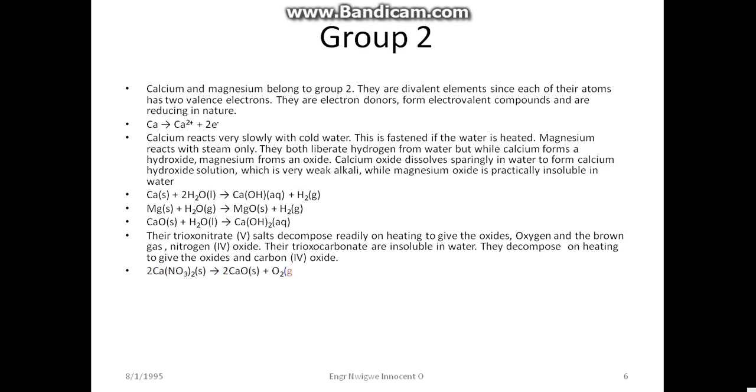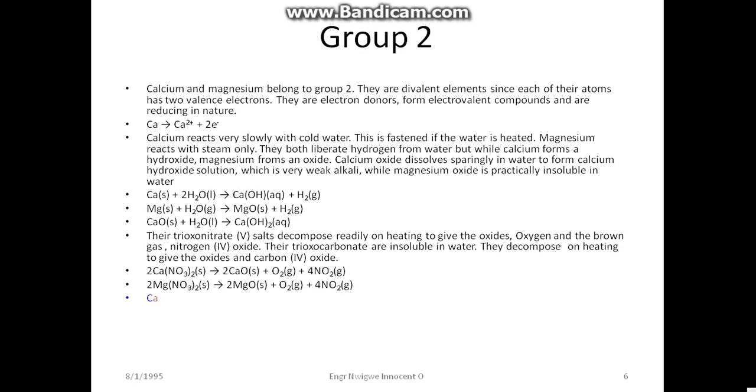2 molecules of calcium trioxonitrate 5 solid, after heating, will give 2 molecules of calcium oxide solid plus oxygen plus nitrogen 4 oxide gas. 2 molecules of magnesium trioxonitrate 5 solid will give 2 molecules of magnesium oxide and oxygen plus 4 moles of nitrogen 4 oxide.